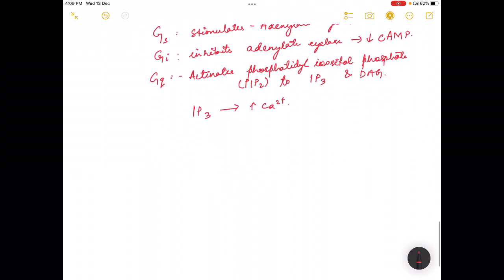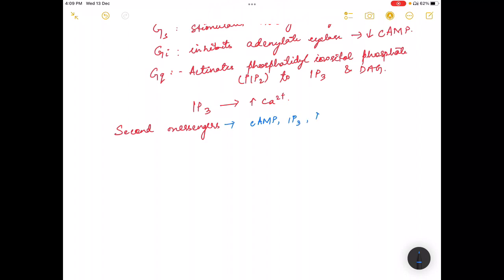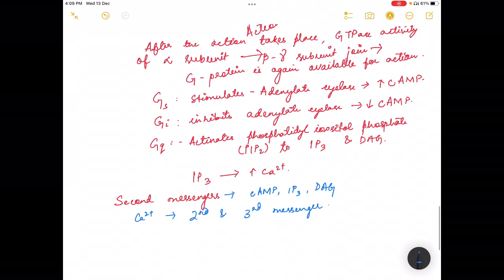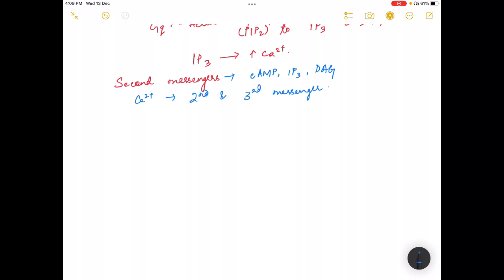So what are the second messengers and which one is the third messenger? The second messengers are cAMP, that is cyclic AMP, IP3 and DAG. These three act as the second messenger. The third messenger is calcium. Now the calcium can act both as second and third messenger. Okay. So this was all about the G protein coupled receptor. Most of the drugs act through this G protein coupled receptor, also known as metabotropic receptors.